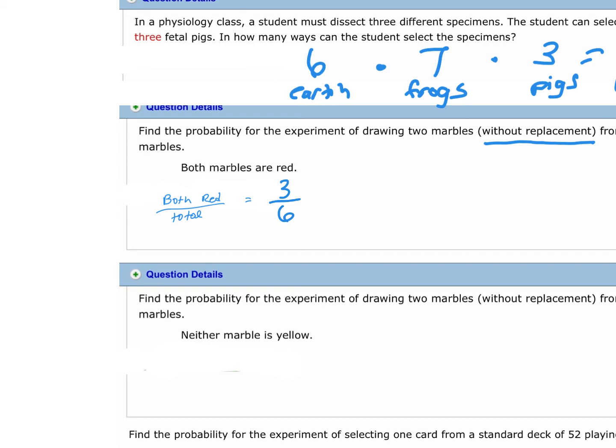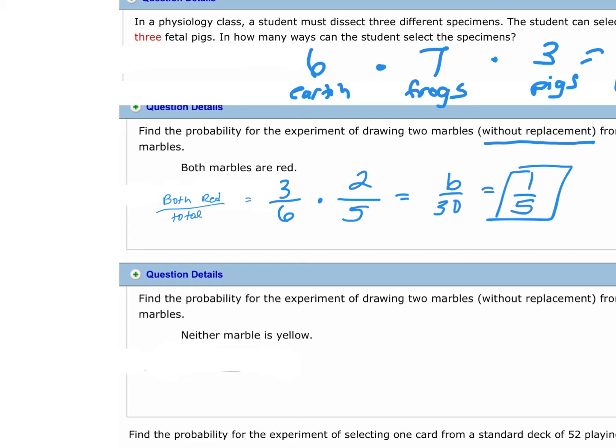I throw it away because I don't put it back in. But I reach my hand in again. I get one out, and I get one again. So I'm going to multiply. Since I reached in and grabbed a red marble, and I put it over here, how many are left in the bag? Two. Good. And then what's the total number that's left in the bag? Five. And we multiply. We get 6/30, which reduces to? 1/5. Very good.